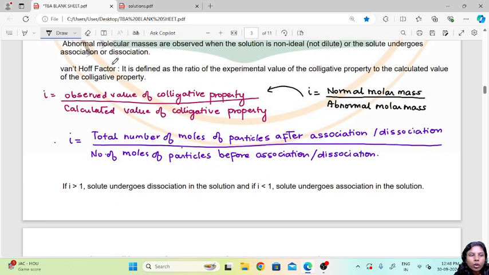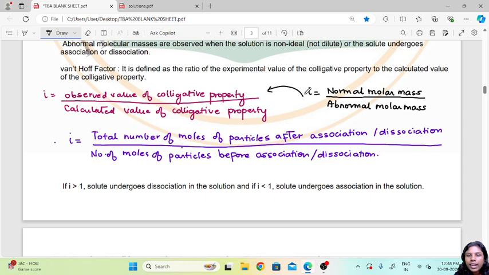Next we have the Van Hoff factor. It is defined as the ratio of the experimental value of the colligative properties to the calculated value of the colligative properties. So we can associate it as a ratio of the experimental value of the colligative property to the calculated value of the same. So if we have i equal to, in that case we can say the normal molar mass that we are actually supposed to get and the abnormal molar mass. So the ratio of this.